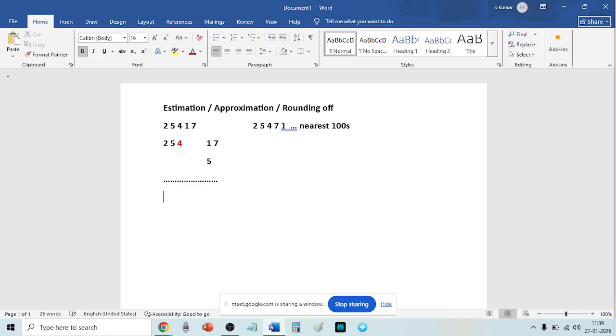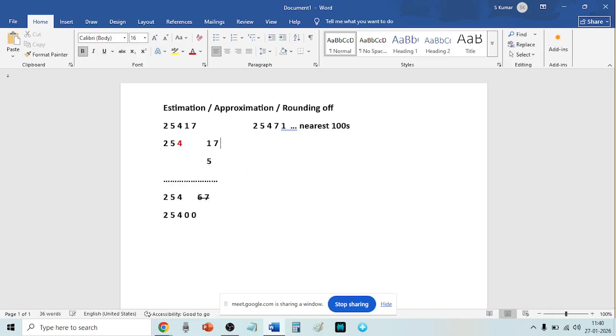6, 2 5 5, 4, then 6 7. But when you strike out, you will get 2 5 4. The part I don't need, 0 0. So this part I don't need. In the exam, actually, you won't be striking out this one. Don't cut this one. But now the same thing here.